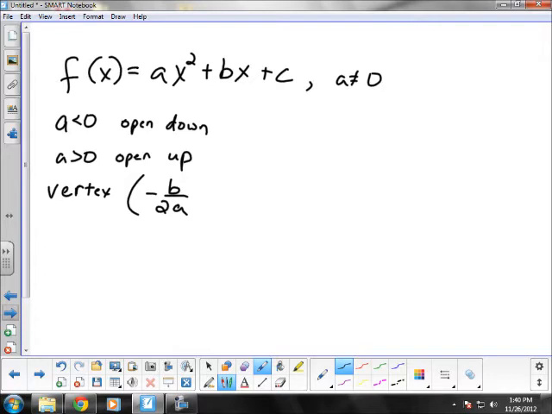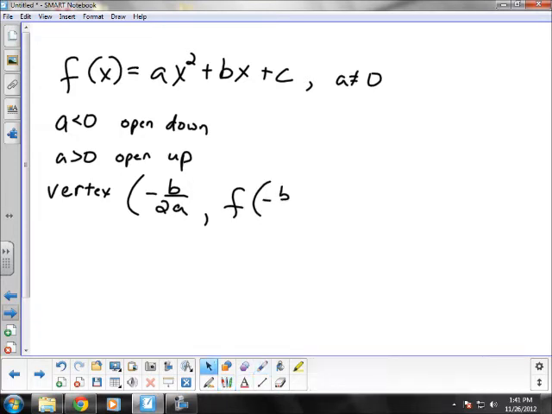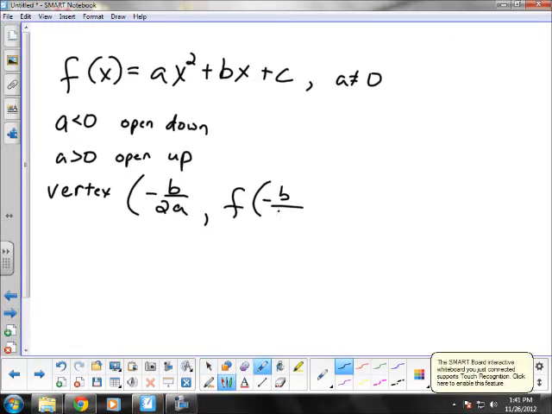So I can just put those numbers together. That's my x coordinate of my vertex. Now the only way to find that is to actually plug that back into the equation, and find the y to go with that x.